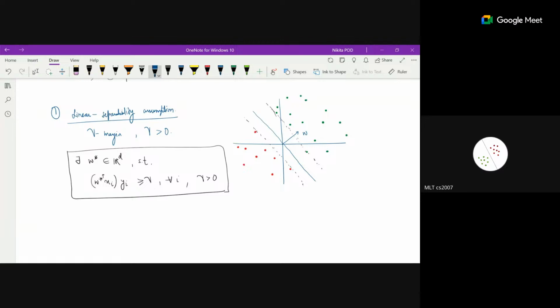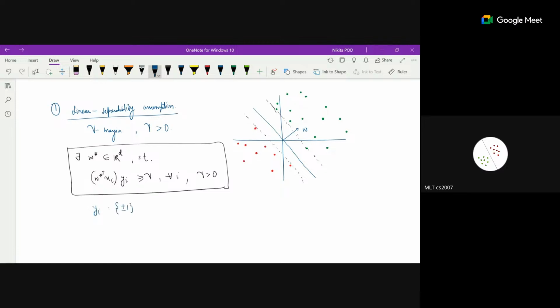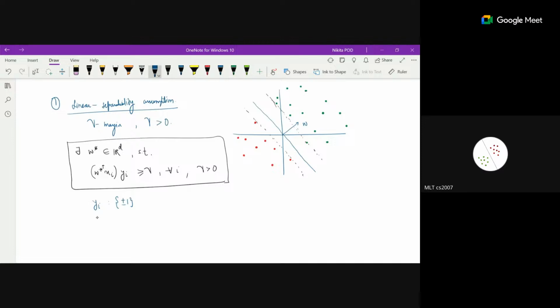My Yi takes the value plus or minus 1, right? If I take Yi to be 1, then W star transpose Xi should be greater than or equal to gamma. And in case I take Yi to be minus 1, I get minus W star transpose Xi greater than or equal to gamma, which in turn I can write as W star transpose Xi less than or equal to minus gamma.